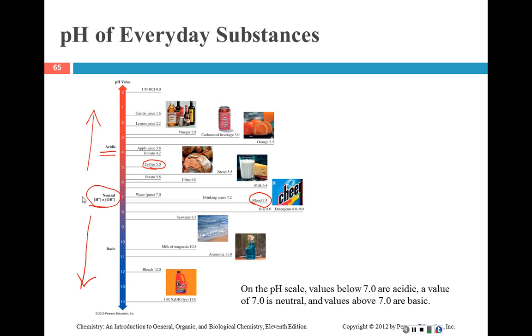And if you think about it, the stronger it gets, the farther away from 7, farther away from neutral it gets. So 4 is going to be more acidic than 5. 0 is as acidic as you can get, a pH of 0. A pH of 14, which is as far away from the 7 as we're going to be able to get, is going to be very basic. So that's going to be the most basic.